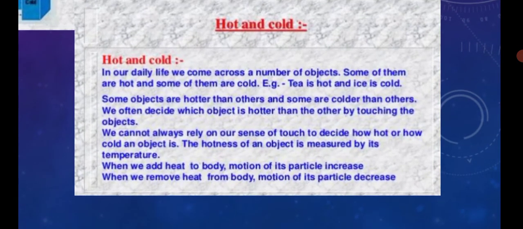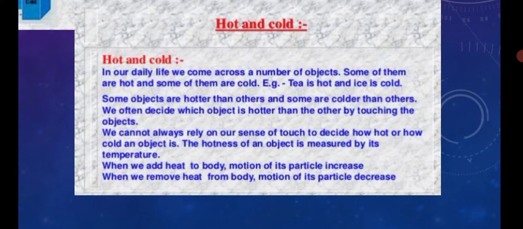Here, hotter body: in our daily life we come across a number of objects. Some of them are hot and some of them are cold. Tea is hot and ice is cold. Some objects are hotter than others and some are colder than others. We often decide which object is hotter than the other by touching the object. We can't always rely on our sense of touch to decide how hot or how cold an object is.